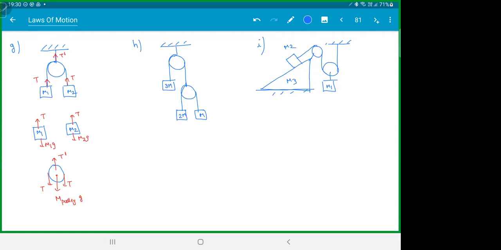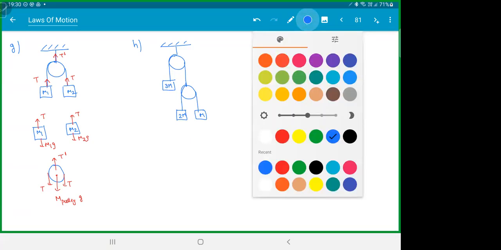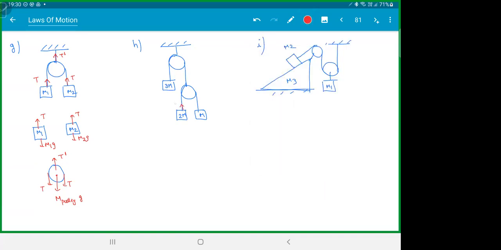See, if I take the tension to be T, this will be T, this will be 2T, this will be 2T, this will be 3mg, this will be 2mg, this will be mg. I'm not drawing separately, I'm just drawing it on the same figure. That is a good one. The wedge part is more important. Let's see whether you got that right.